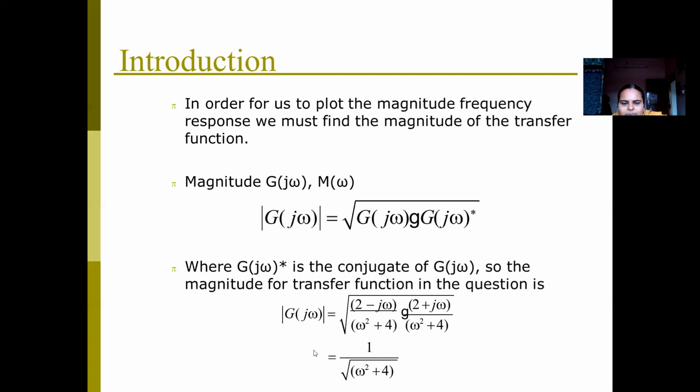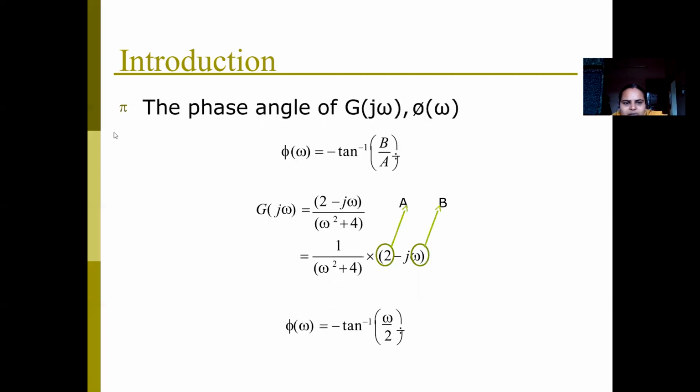Now the magnitude part is going to be 1 divided by square root of omega square plus 4. Then, in terms of finding the angle, the equation is going to be minus tan inverse of b by a, imaginary to the real. The same way we have to go with 2 minus j omega.